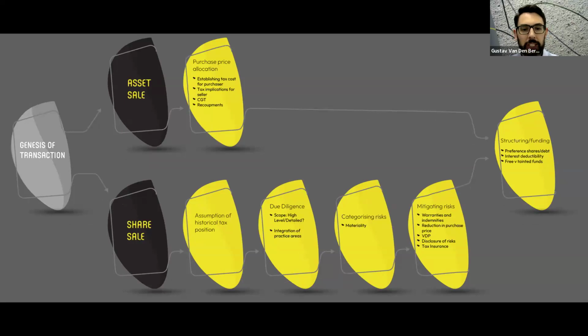So the first one is a high level red flag due diligence, and that's especially in the context of looking at material tax risks that would result in more risk than reward for the acquirer. So, for example, inheriting significant tax liabilities from either a substantive or compliance perspective, or a risk of adverse audits by revenue authorities, so SARS.